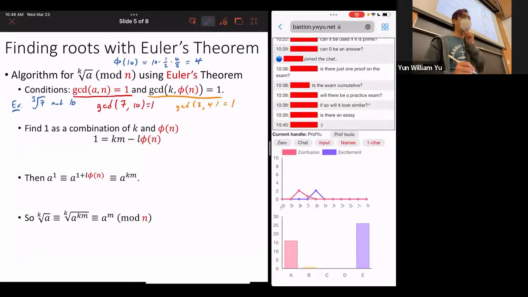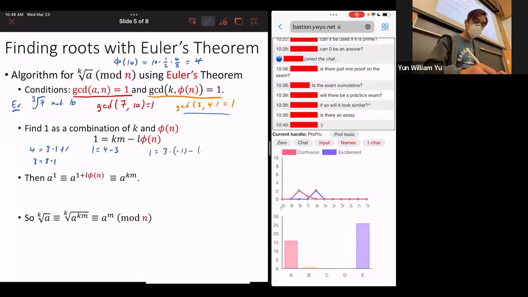So what next? Well, then we just find 1 as a combination of k and phi of n. Well, you can use the Euclidean algorithm. This one's pretty obvious. So 4 is equal to 3 times 1 plus 1. 3 is equal to 3 times 1. You reverse it. 1 is equal to 4 minus 3. Of course, you need to make sure to write it in the same format. So you get 1 is equal to 3 times minus 1 minus 1 times 4. And this here is m.